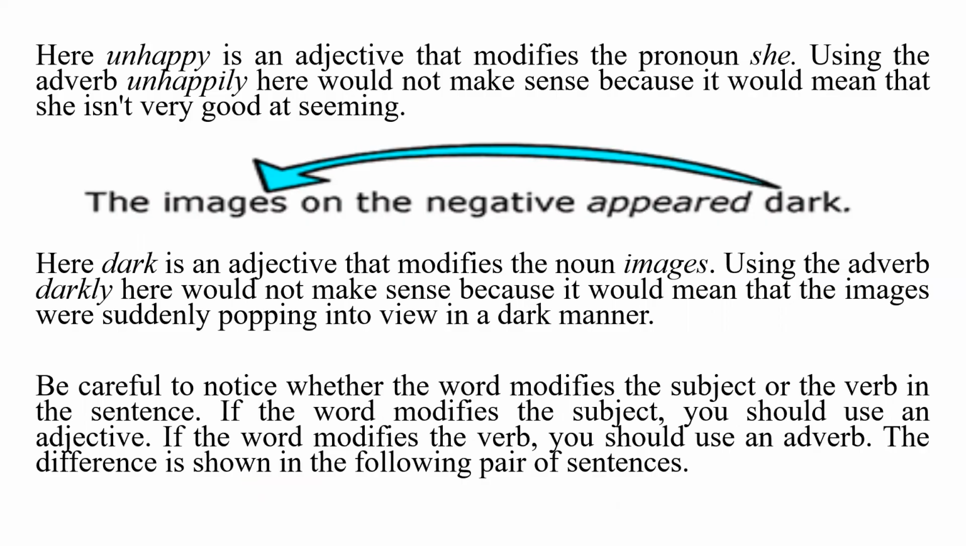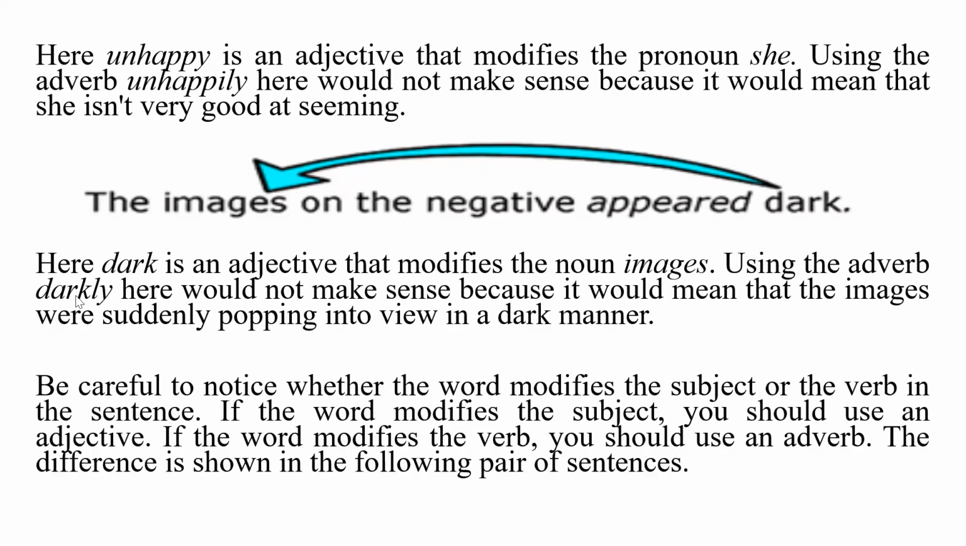Let's see the last one. The images on the negative appear dark. Dark here is also an adjective. Appear is the linking verb which connects the subject images with the rest of the sentence. So dark here is an adjective pointing to the subject images. Dark is an adjective that modifies the noun images.